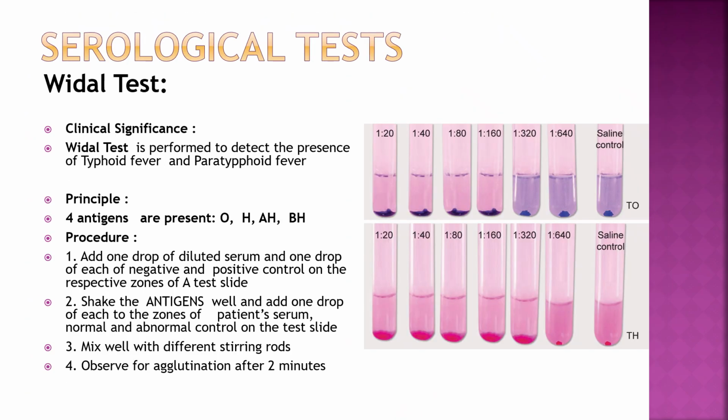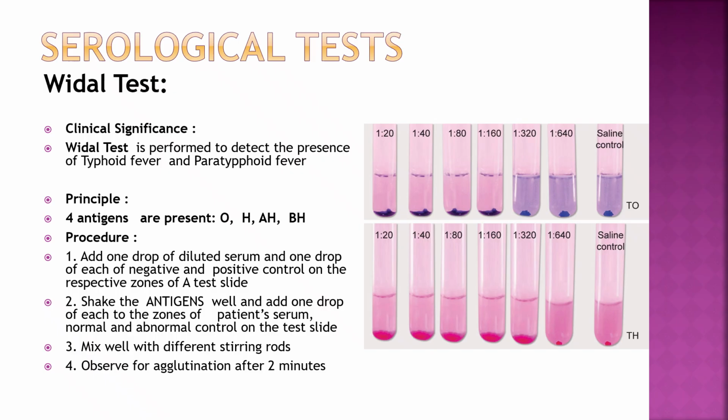Hello students, today we will see serological tests, that is the Vidal test and the VDRL test. The Vidal test is done for diagnosis of typhoid fever and paratyphoid fever, caused by Salmonella typhi and paratyphi A and B. In the principle, four antigens are there: O, H, AH and BH. O is blue color, and H, AH, BH are pink color reagents.